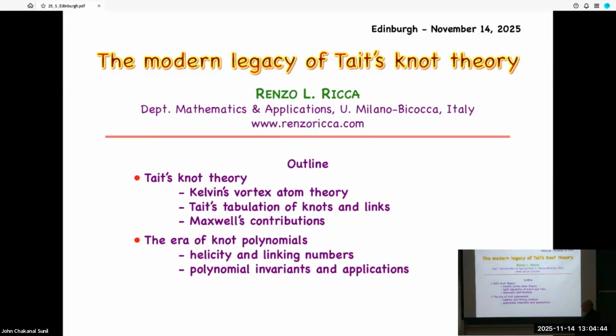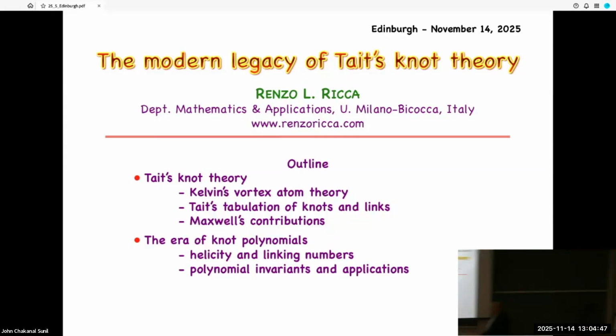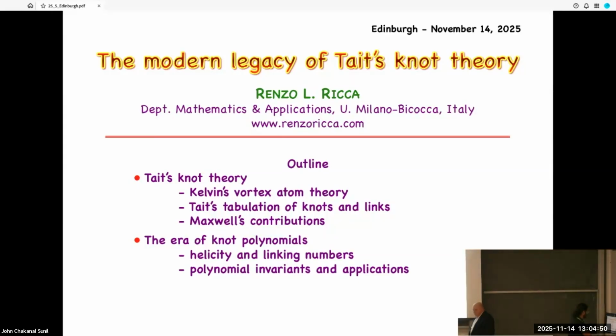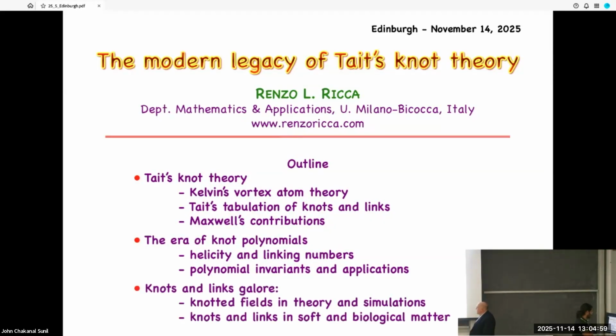And so we'll talk now about more recent work, of course, on linking numbers, and then the polynomial invariants in physics that received some attention in the last 20, 30 years. And then I will conclude with a lot of pictures on the state of the art of application of knots and links. So as you see, I start with knotted fields, which I feel is part of my work in a sense, both theory and simulation, and of course in soft and biological matter and hard matter as well. So this is the plan.